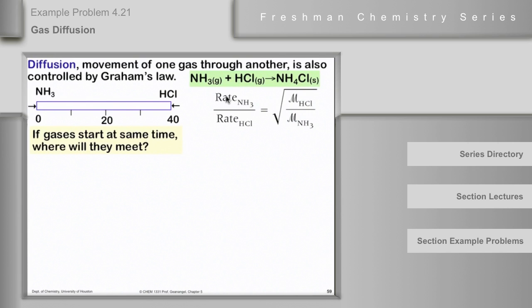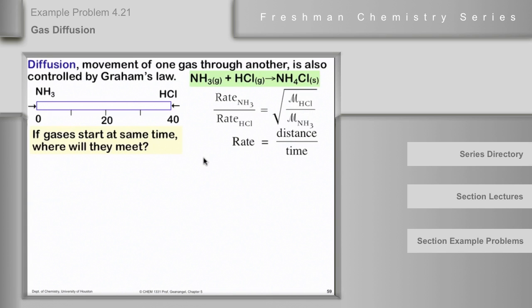By Graham's law, the rate of traveling down the tube of ammonia divided by the rate of HCl is equal to the square root of the molar mass of HCl over the square root of the molar mass of ammonia. There's your inverse relationship. Now, of course, in this case, we don't actually have rate data, but rate is equal to distance over time, right? How far it traveled in a given time period, let's say a minute.